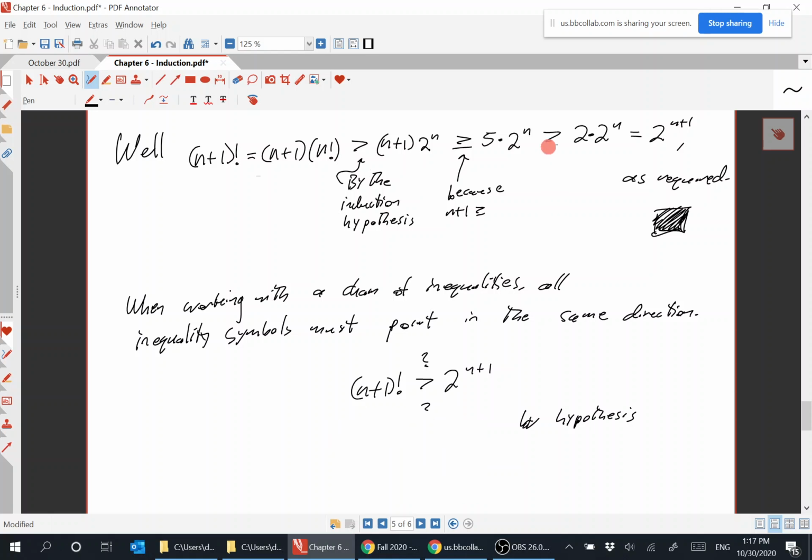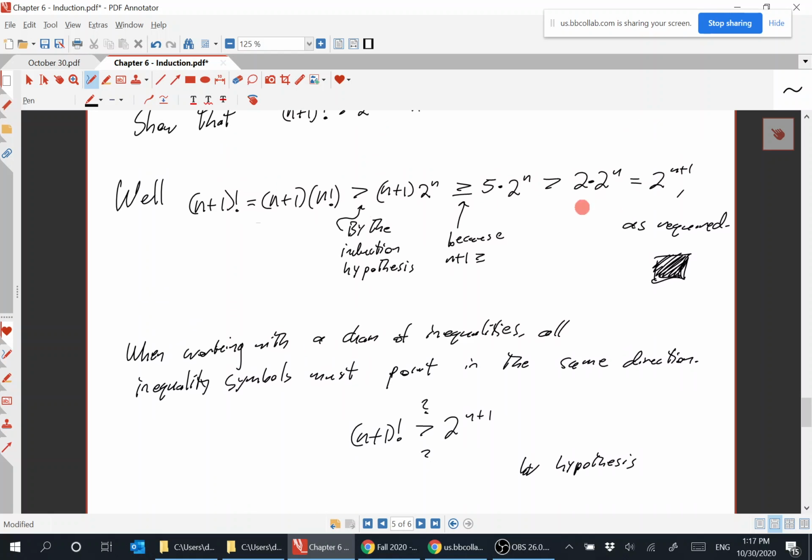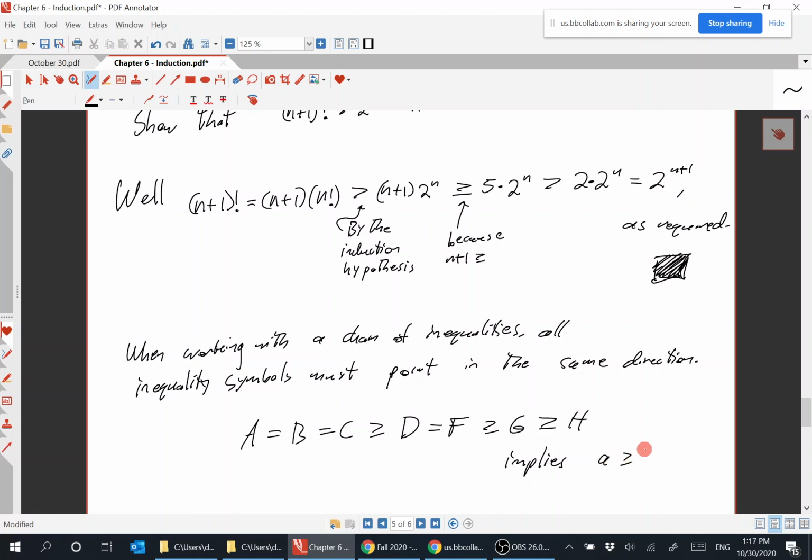Okay, this says exactly what needs to be said. When you're working with a chain of inequalities and all the inequalities point in the same direction, so you got like A is equal to B is equal to C is bigger than or equal to D is equal to F is bigger than or equal to G is bigger than or equal to H. This implies A is bigger than or equal to H.